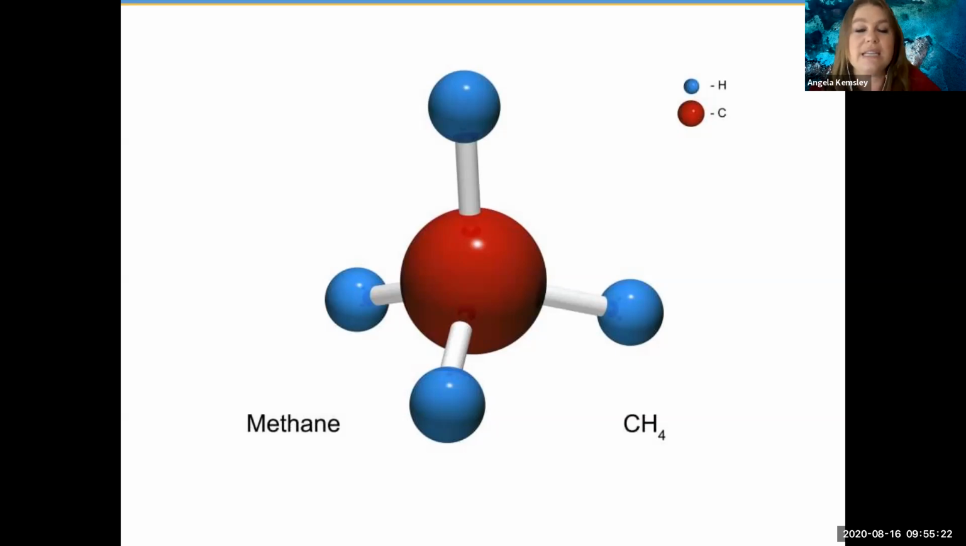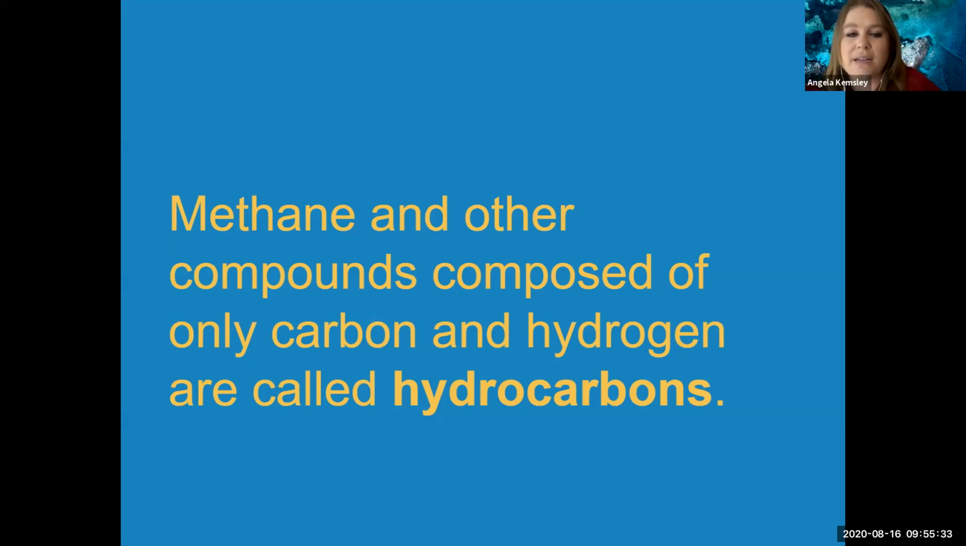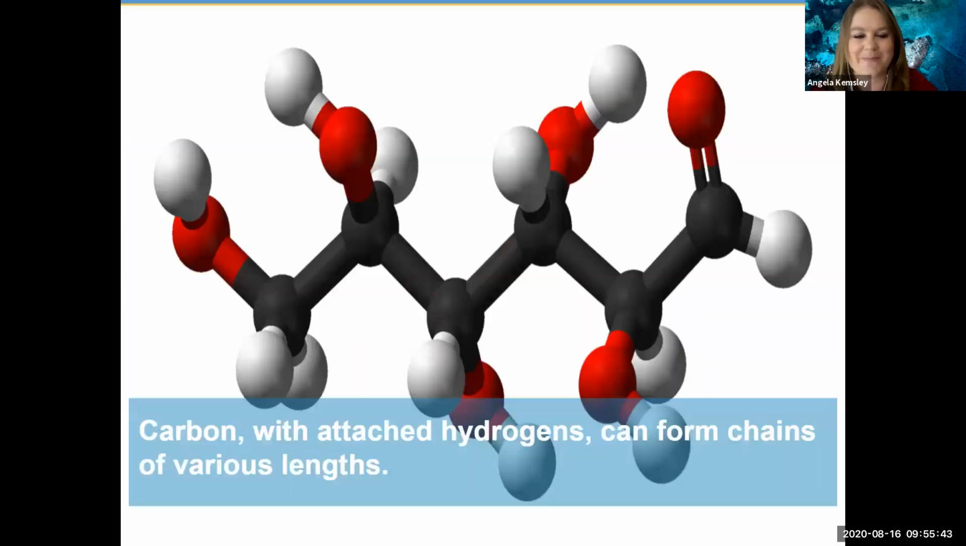So one of the easiest organic compounds to make is methane, carbon bonded to 4 hydrogens. And that's what you see here. So methane and other compounds that are composed of only carbon and hydrogen are called hydrocarbons. They're so prevalent, they have their own name, hydrocarbons.